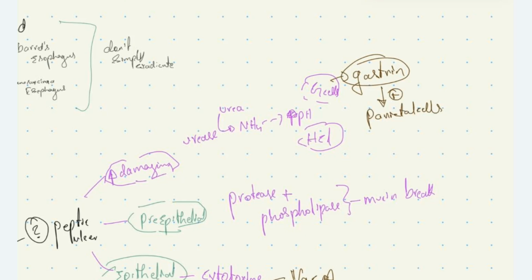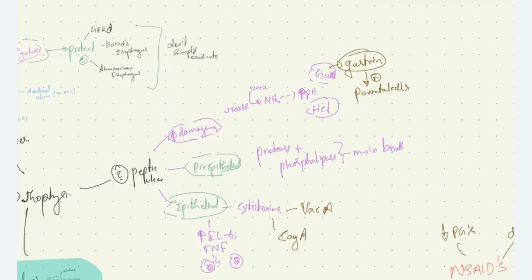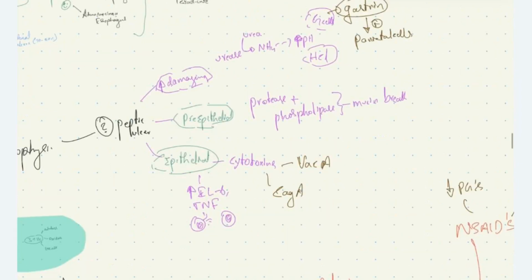So thereby, by increasing damaging factors, H. pylori can cause peptic ulcer disease. We have the impairment of the pre-epithelial barrier. How? The protease and phospholipase enzymes secreted by H. pylori bacteria will break the mucin layer, which is a pre-epithelial barrier.